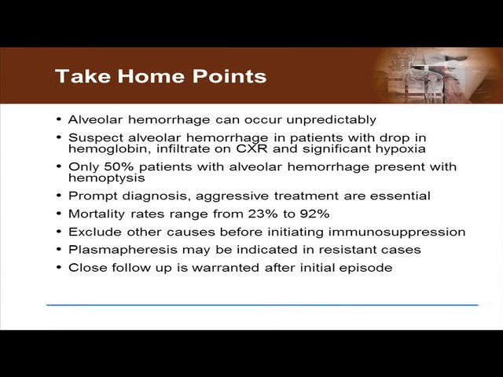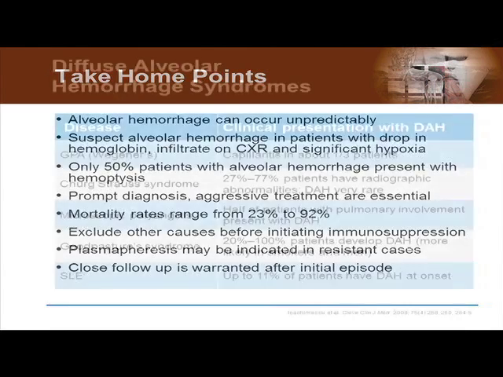Mortality rates from different series range from 23 to 92%, so this is a pretty serious manifestation. It's important to exclude other causes before initiating immunosuppression because, again, primary systemic vasculitis is not the only cause for this complication. In patients who are started on standard of care immunosuppression but do not respond, plasmapheresis may have to be added to the treatment regimen. And most importantly, close follow-up is warranted after the initial episode because recurrences can happen.